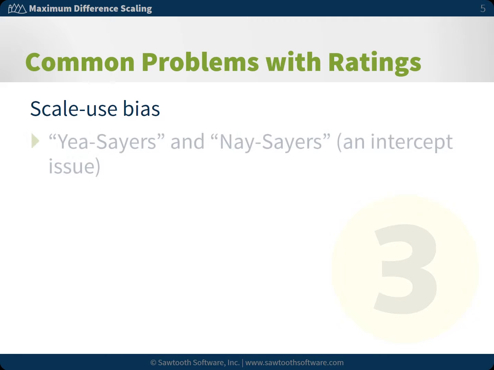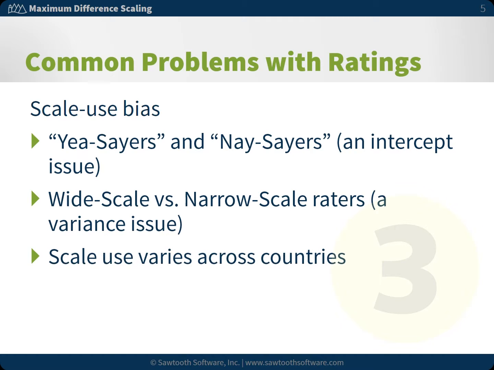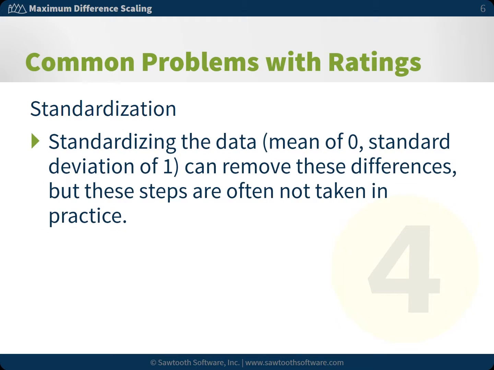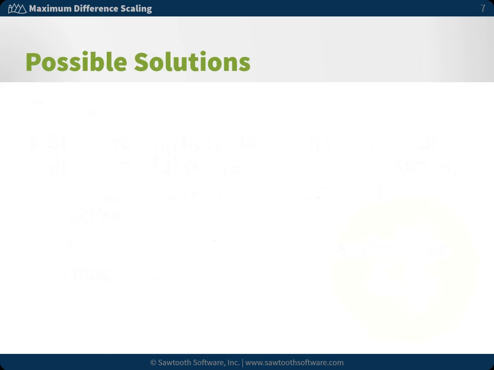You'll find yay-sayers and naysayers, which is an intercept issue, wide scale versus narrow scale raters, which is a variance issue, and scale use often varies across countries. Fourth, standardizing the data with a mean of 0 and a standard deviation of 1 can remove these differences, but these steps are often not taken in practice. After standardization, data are less intuitive to managers. Here are some possible solutions.